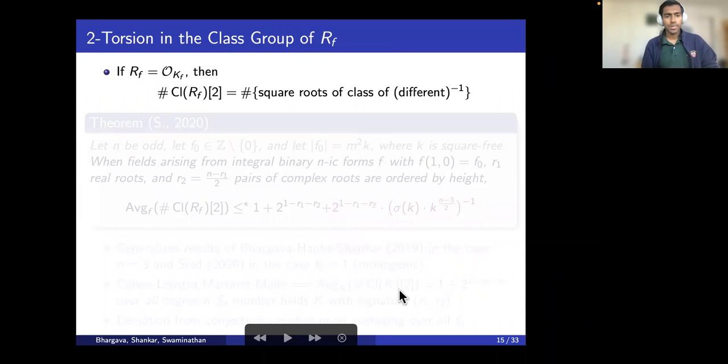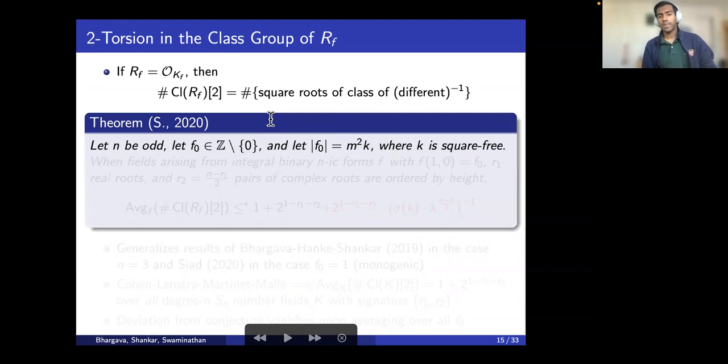Okay, so now I'm ready to talk about the first application of the parametrization, which is to studying two torsion in the class groups of rings defined by binary forms. So in the case where Rf is the ring of integers of its fraction field Kf, then Hecke's theorem tells us that there exists a square root of the class of the inverse different. Now the set of such square roots forms a torsor for the two torsion in the class group. And so in particular, if you want to count two torsion elements in the class group, it suffices to count square roots of the class of the inverse different.